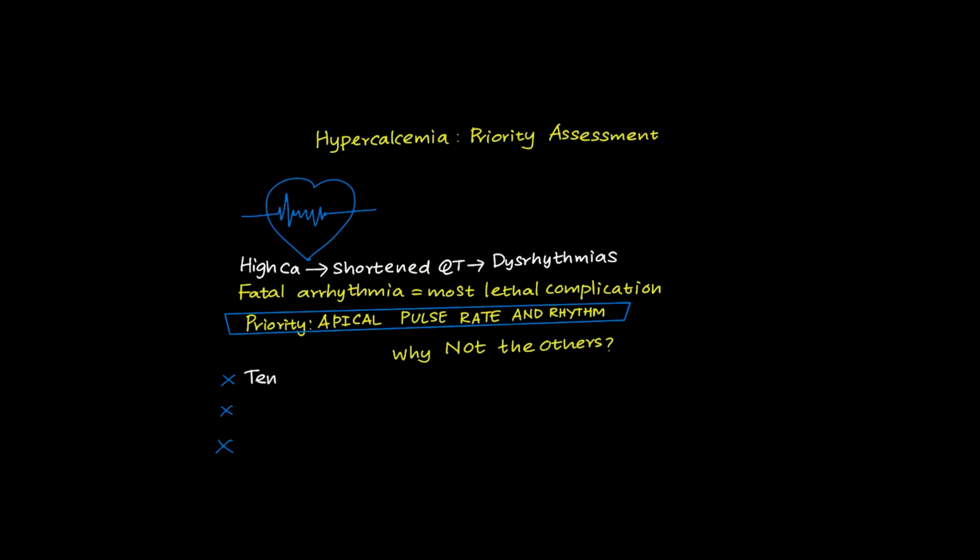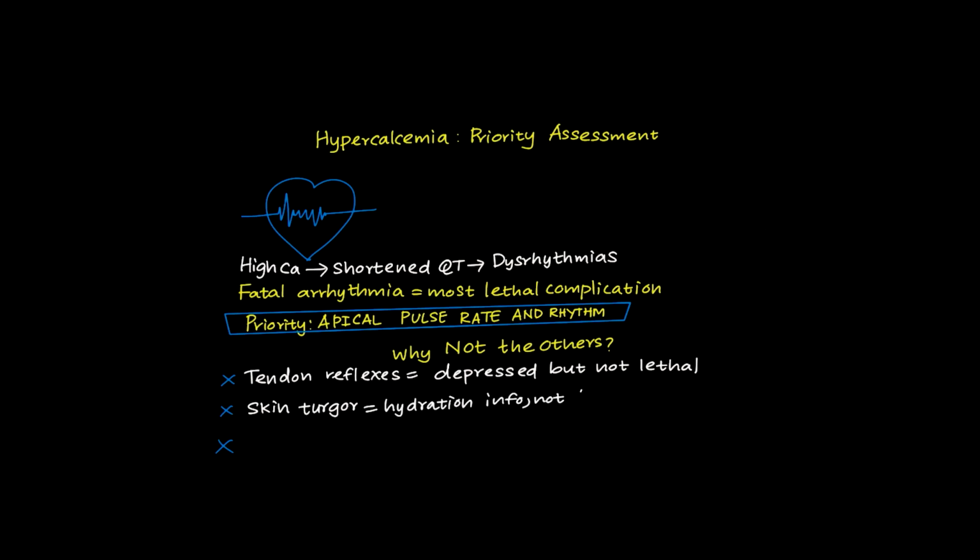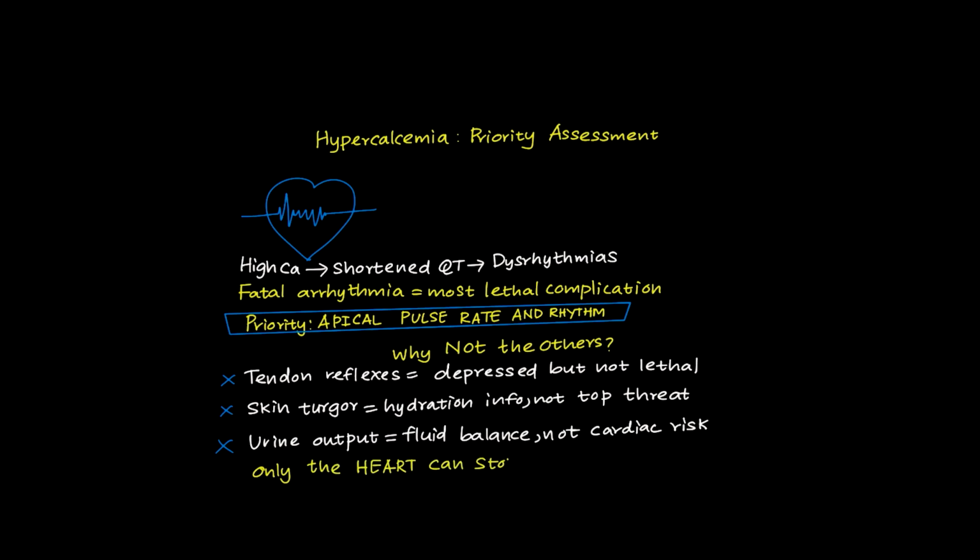Tendon reflexes might be diminished because hypercalcemia depresses neuromuscular function. But diminished reflexes won't kill the client in the next 5 minutes. Skin turgor tells you about hydration. Useful, but not the top threat. Urine output matters for fluid balance, but again, it's the cardiac rhythm that could stop the heart.